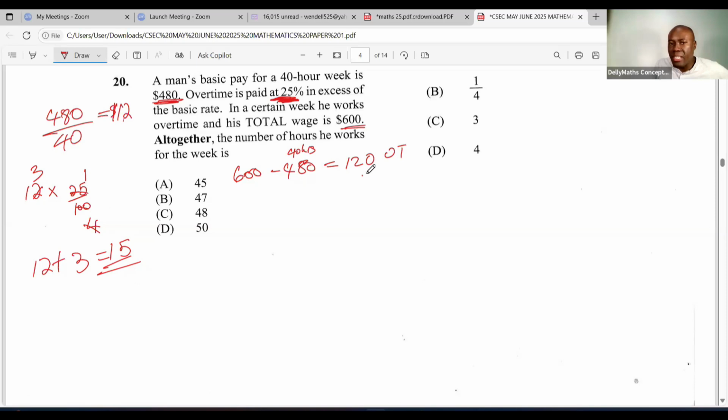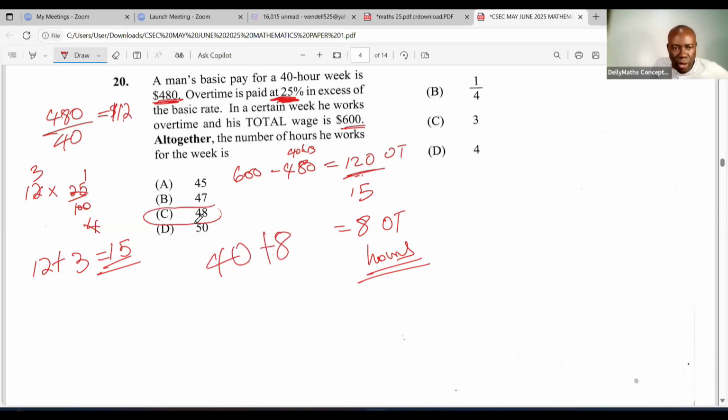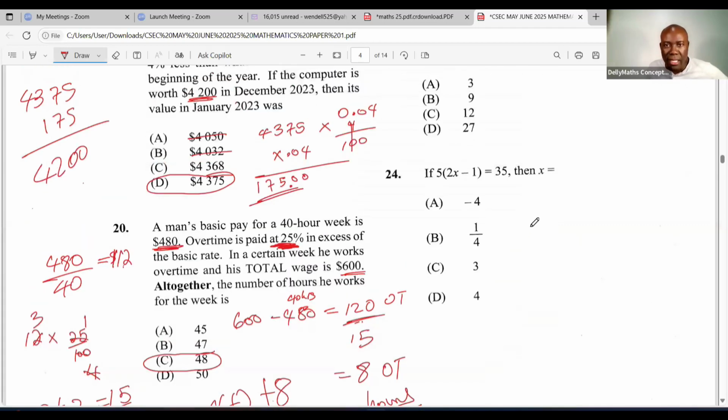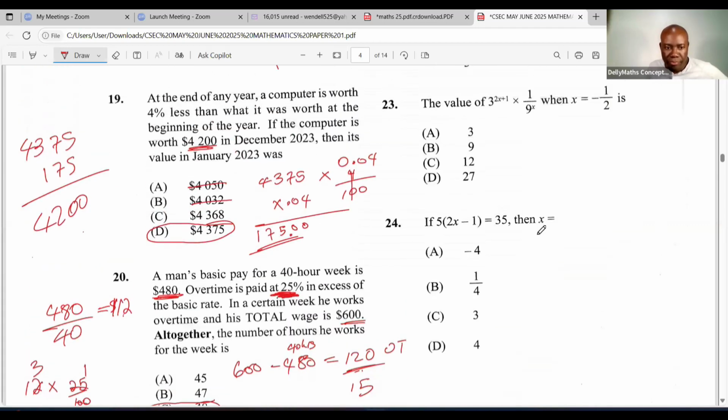So if he gets $15 per hour on overtime and he gets $120, if you divide this, it's going to tell you how long he was working. 120 divided by 15 is 8. So this is overtime hours here, 8. But he works 40 normally plus 8. This person worked 48 hours. All right, so I'm just pushing through. So that's the answer, C. So you notice what the question wanted was the hours for the week.